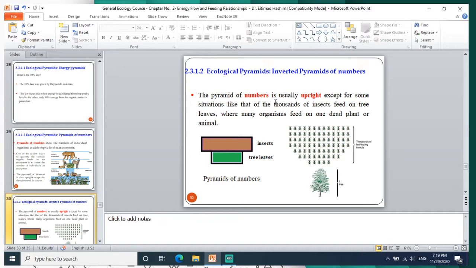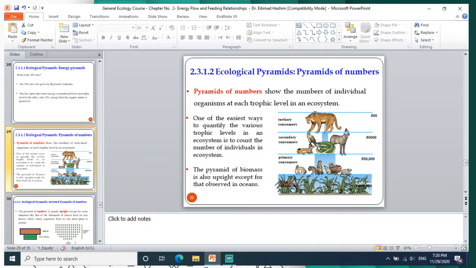The pyramid of numbers is usually upright, except for specific situations, like thousands of insects that all fit on just 3 leaves because they are very tiny, and then the tree is big and they feed on it. If scientists draw this pyramid, it will be an inverted pyramid of numbers. The inverted pyramid has thousands of insects depending on only one tree, so it will be upside down. But this is in specific cases. Normally it is supposed to be upright.